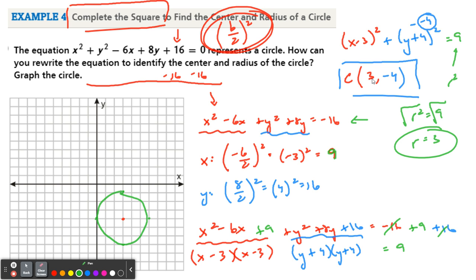And now we're going to connect those dots with a circle as best we can. Oh, I got cocky. There we go. And there's my circle. So that's how you graph a circle on the coordinate plane.